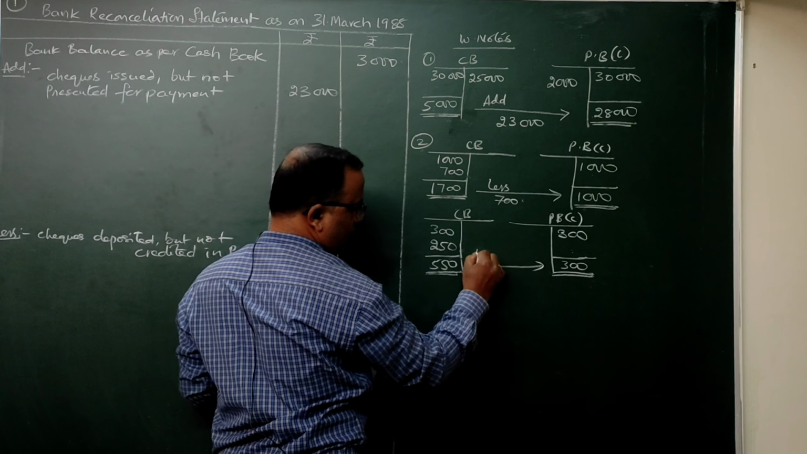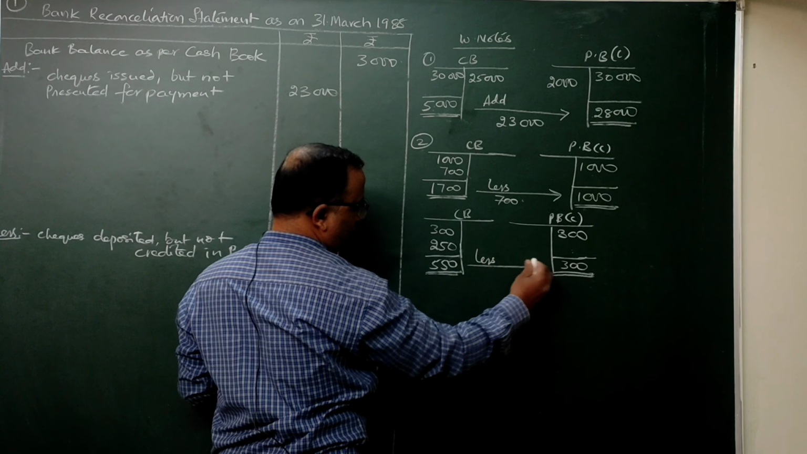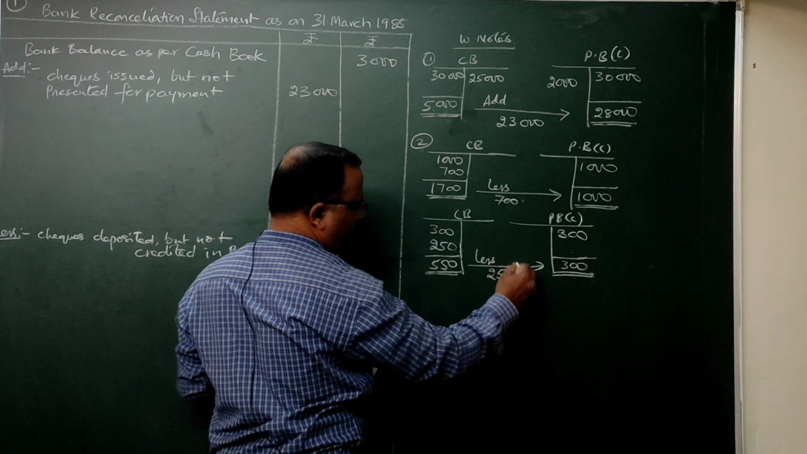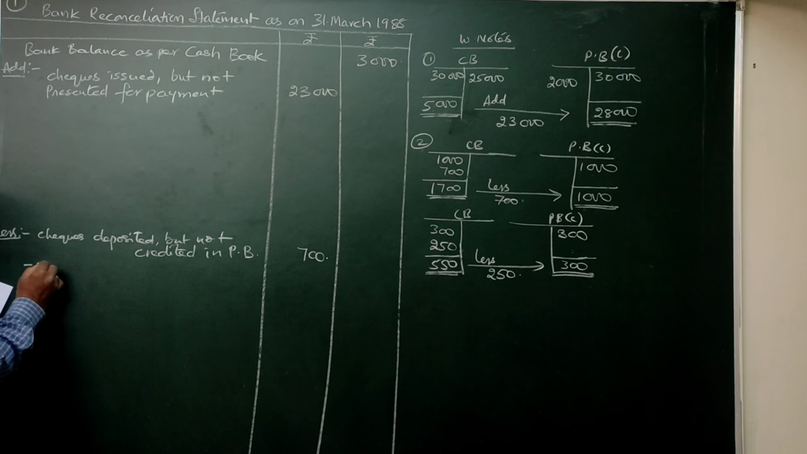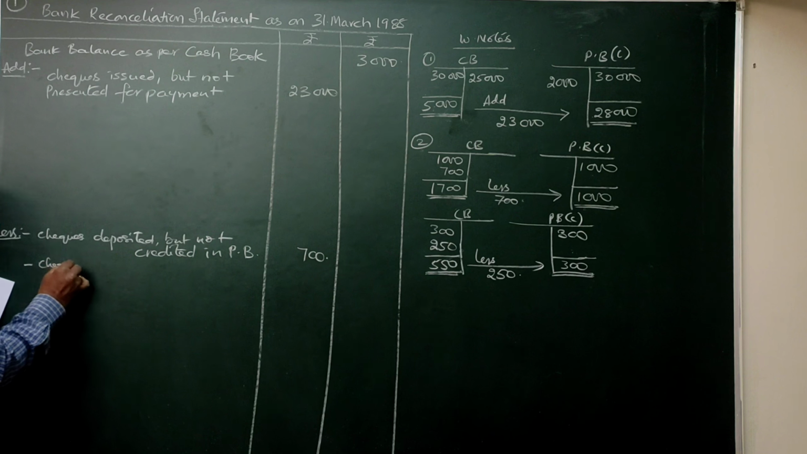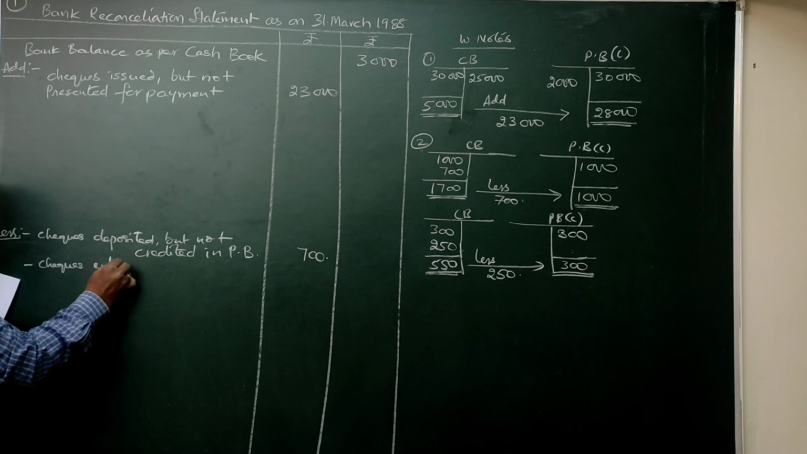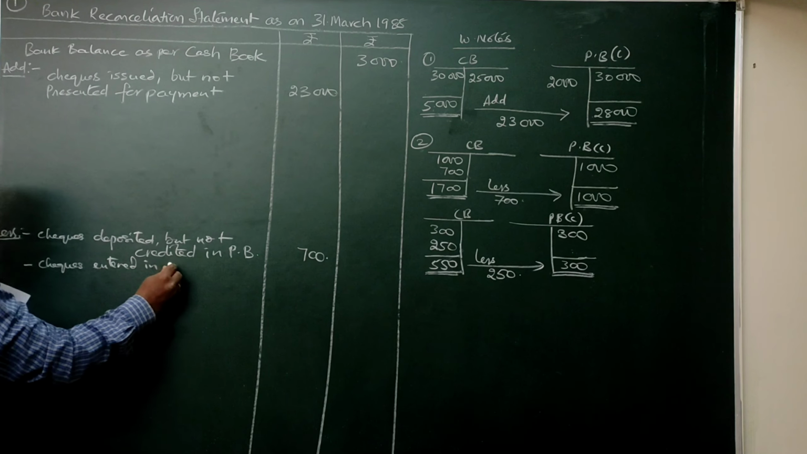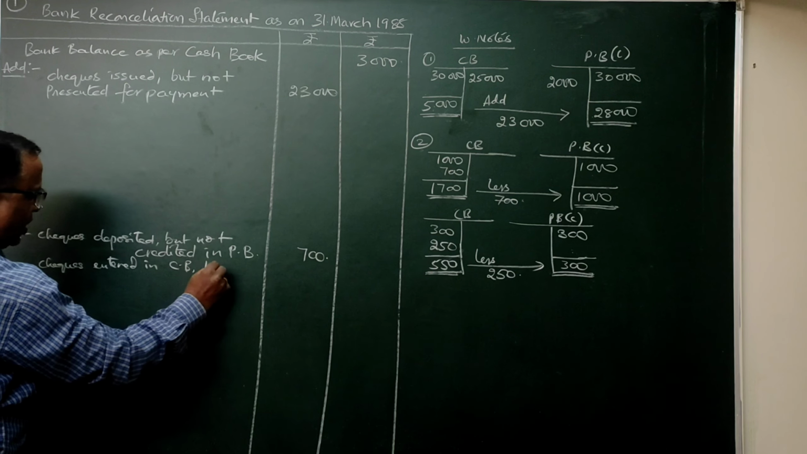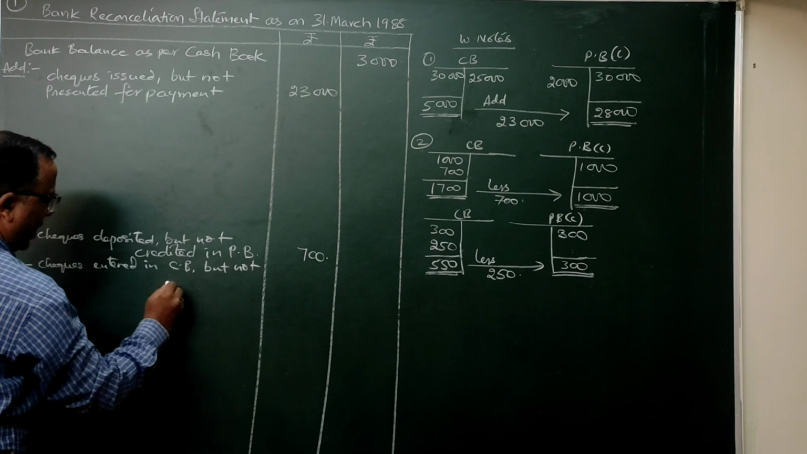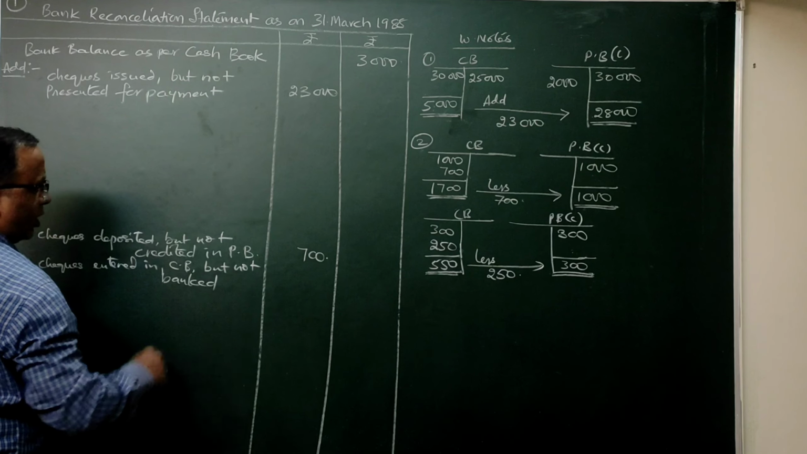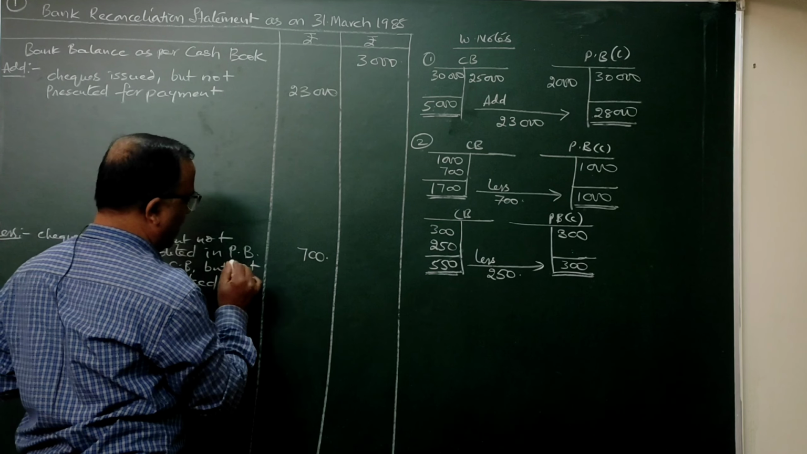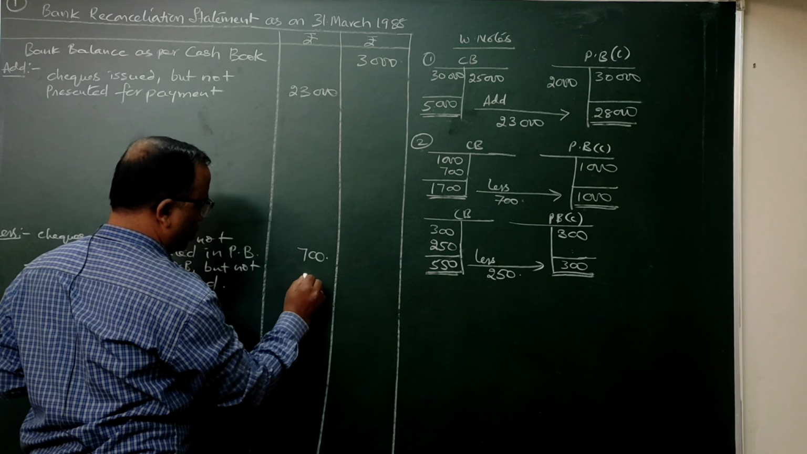So from this we should subtract. How much we should subtract? Difference between these two. 250. Okay, so 250 less. So what you are going to write? These are also checks entered in cash book but not banked till this particular date. In other words, not banked means they are not deposited in the bank. So 250.